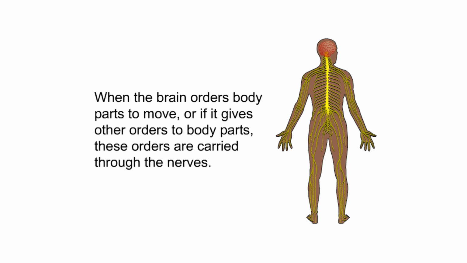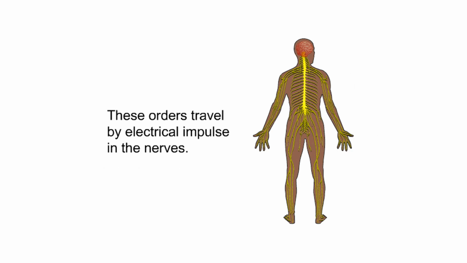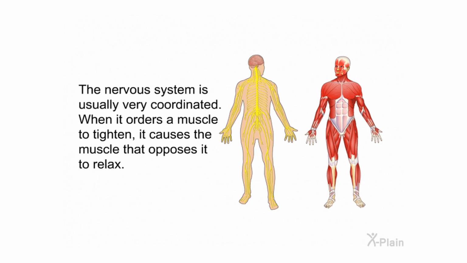When the brain orders body parts to move, or if it gives other orders to body parts, these orders are carried through the nerves. These orders travel by electrical impulse in the nerves. The nervous system is usually very coordinated. When it orders a muscle to tighten, it causes the muscle that opposes it to relax.